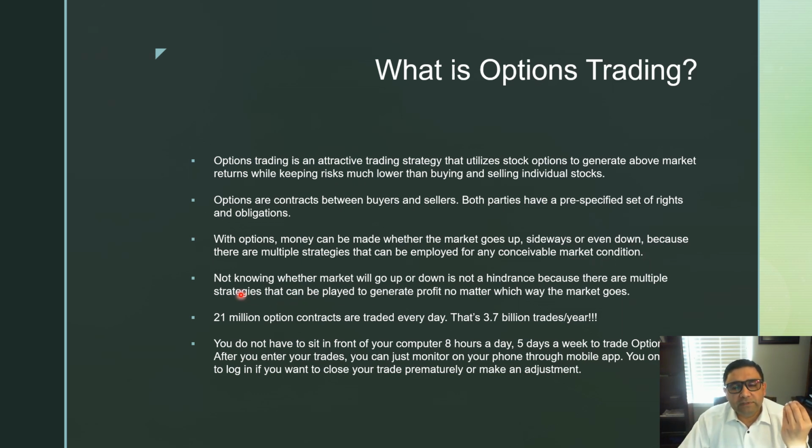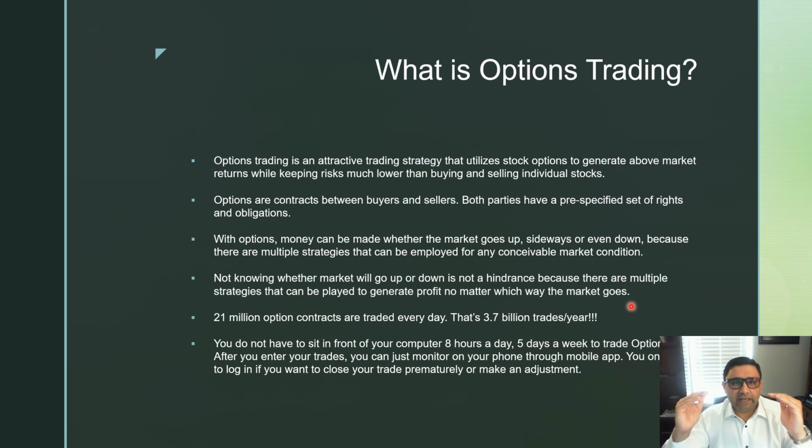A lot of people are unsure about trading in the stock market because obviously they don't know whether the market is going to go up, whether the market is going to go sideways, or whether the market is going to go down. Not knowing whether the market will go up or down is not a hindrance because there are multiple strategies that can be played to generate profit no matter which way the market goes. The beauty of options trading is that there are strategies that can generate profits if the market goes up. Then there are totally different strategies that can generate profit if the market goes sideways.